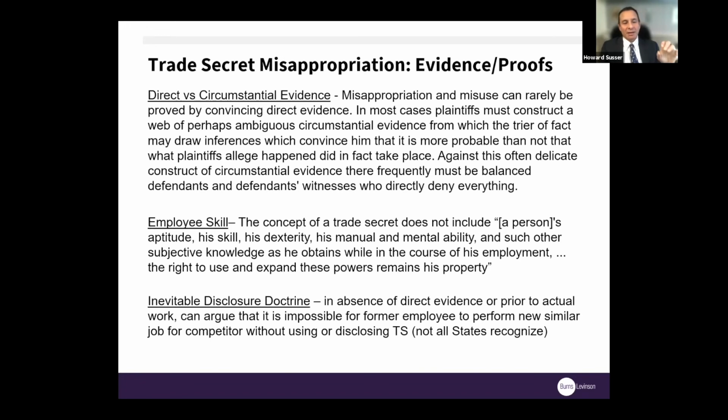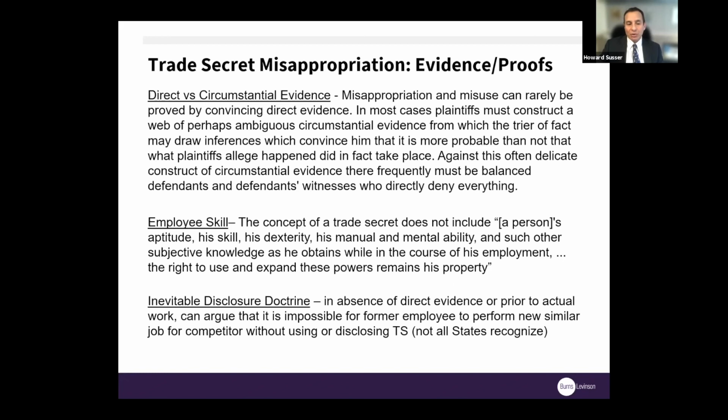One thing in the proof is that a trade secret does not include a person's aptitude, skill, dexterity, manual or mental ability, and such other subjective knowledge as he obtains in the course of his employment. So you have to distinguish between that: if you train somebody for 10 years on how to use a certain type of machine, an extruder, a lot of what they learned is just not going to be your property. And sometimes you have to parse that, and it's very complicated.